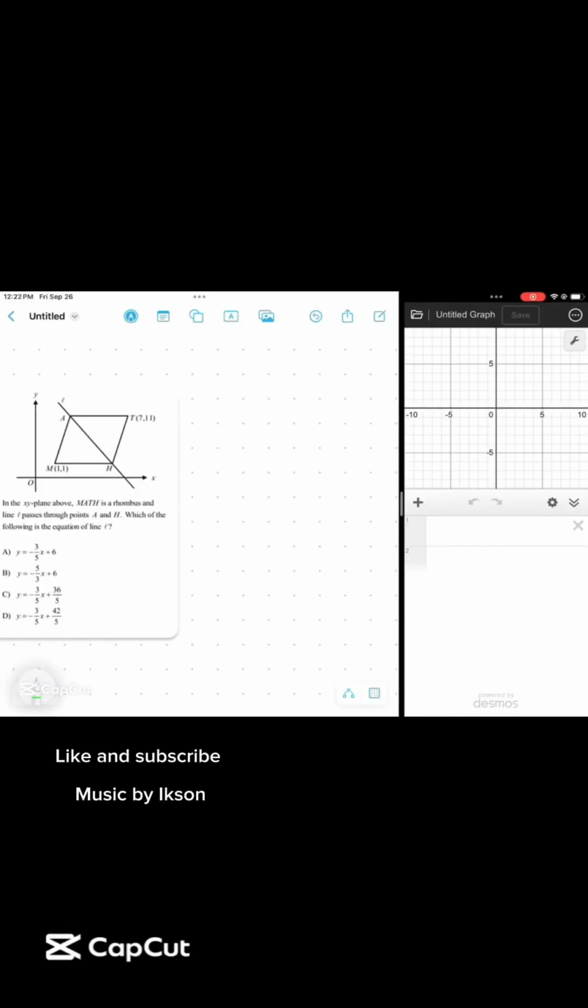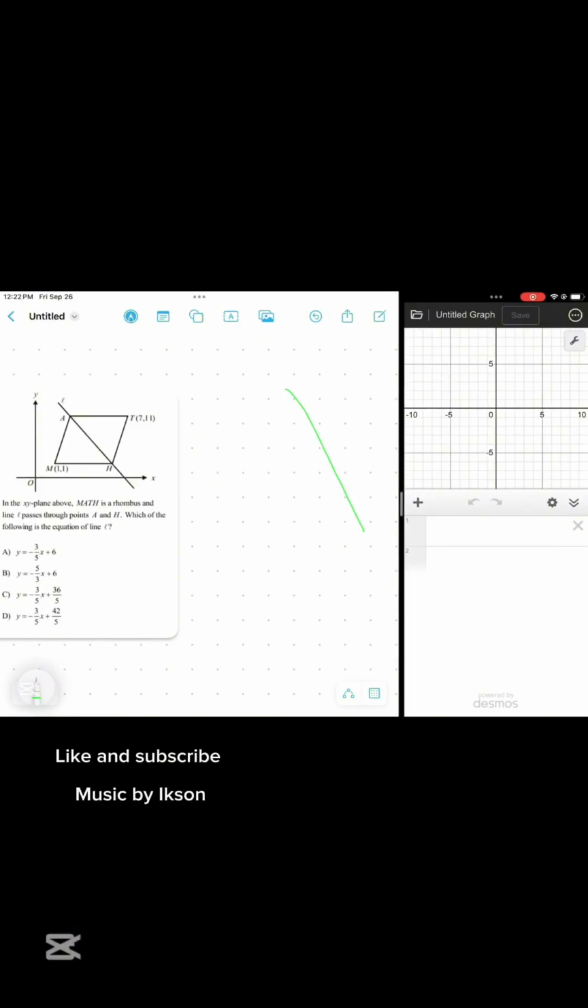If you're able to solve this S.A.T. math question, honestly, you might be able to get an 800, because it's one of the most complex I've seen. So in the XY plane above, MATH is a rhombus and line L passes through points A and H. Which of the following is the equation of line L?